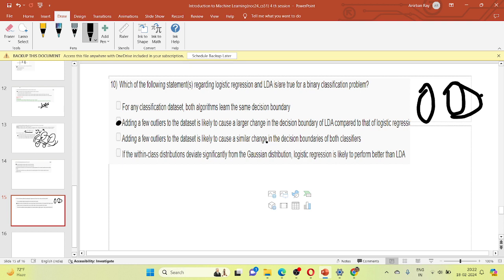Logistic regression may still work well if the within class distribution deviates significantly from the Gaussian distribution. This one is also an answer, also from the definition. If the within class distribution is not Gaussian, then LDA will not work, because in the definition of LDA the likelihood has to be Gaussian. Okay, that is the idea for now.